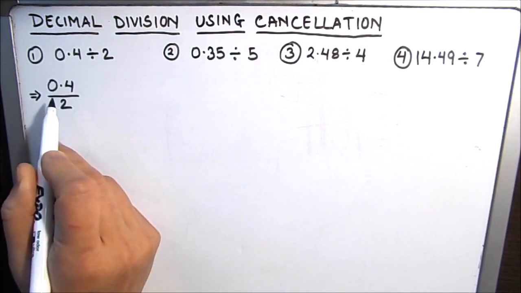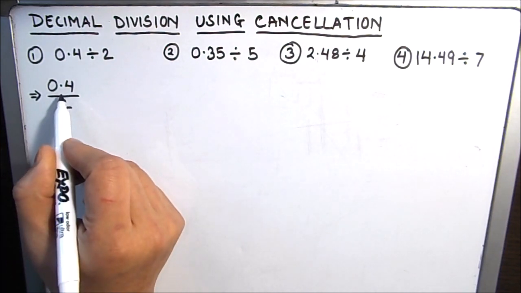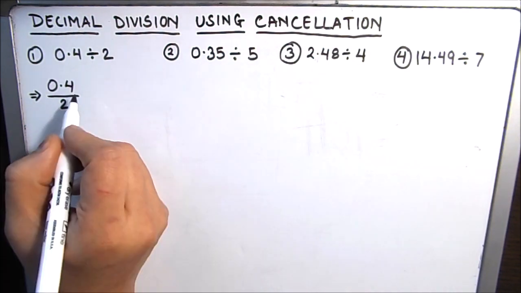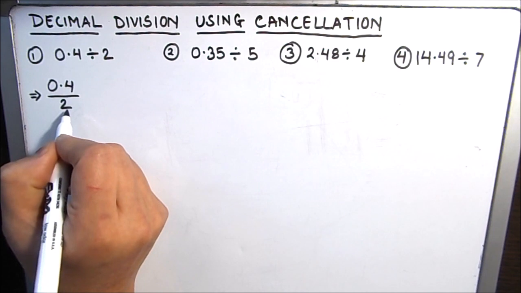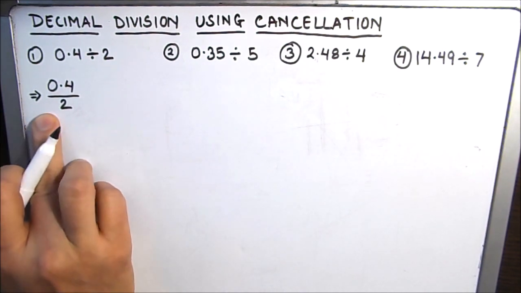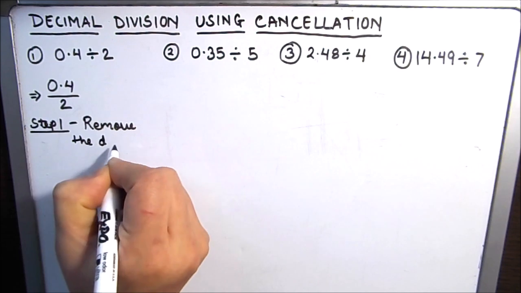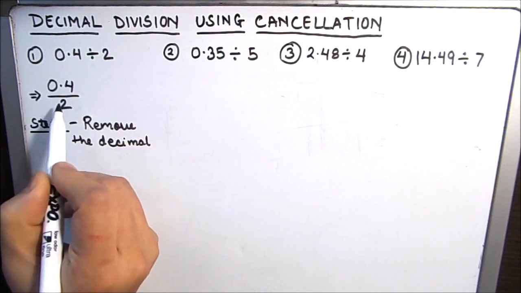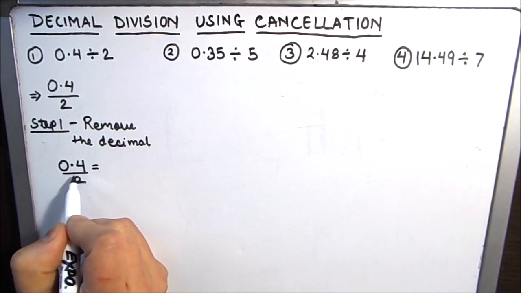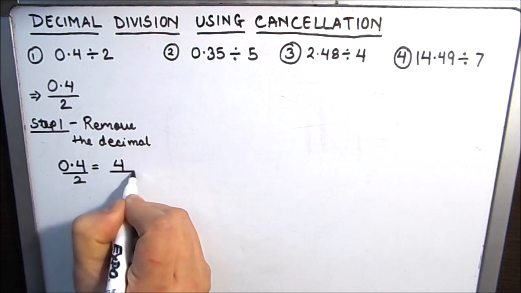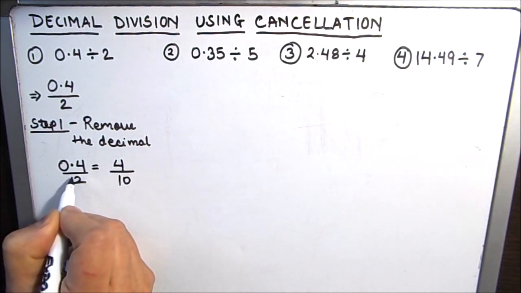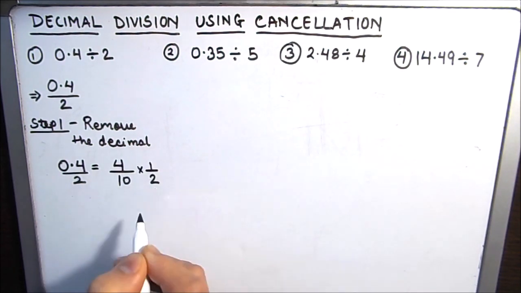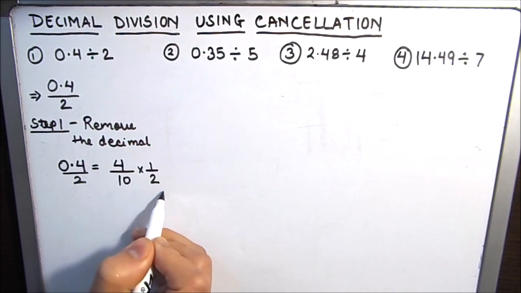In this method, our first step is to remove the decimal point and to try to reduce the terms by cancellation. And the first example here is 0.4 divided by 2. Step 1 here is remove the decimal. So here we are going to remove this decimal point. To remove this point, we can write 0.4 as 4 over 10. So our decimal point is removed here and our 2 was already there in the denominator. So we can write it as this. Now our question is like this.